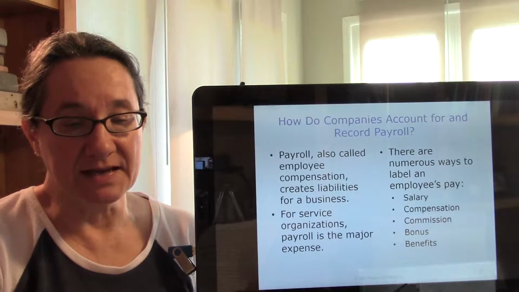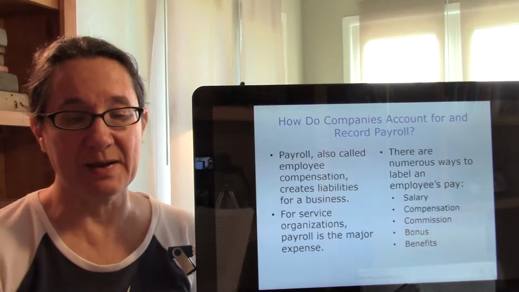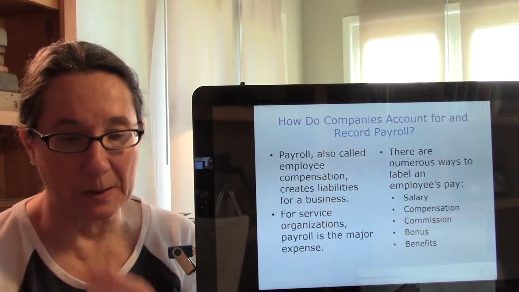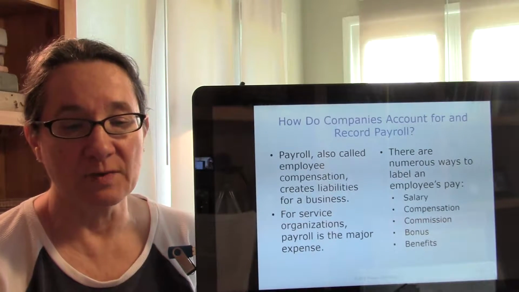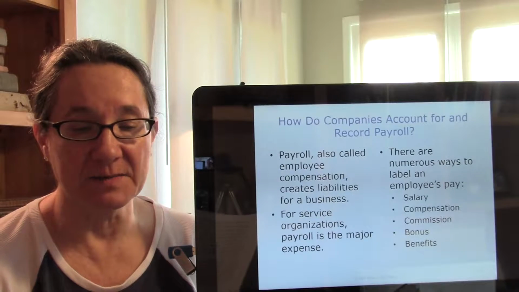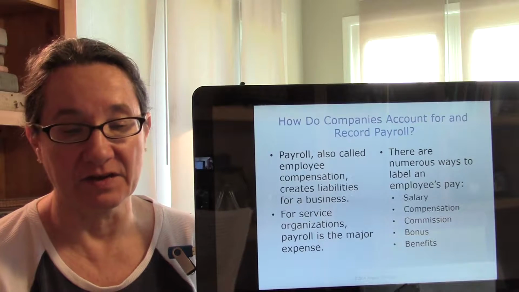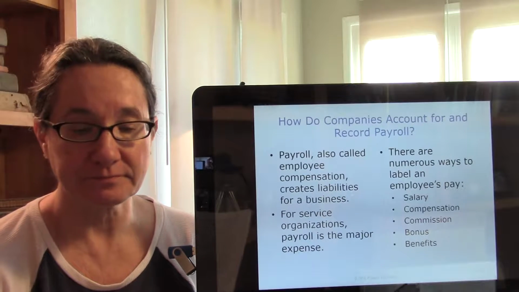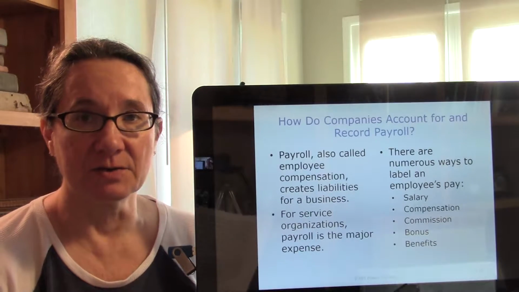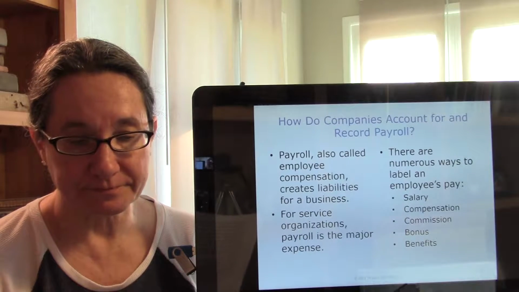Commission is pay stated as a percentage of a sales amount, such as 5% commission on a sale. So a realtor who earns 5% commission, for example, earns $5,000 on a $100,000 sale of real estate. Now, this is common in your sales organizations.